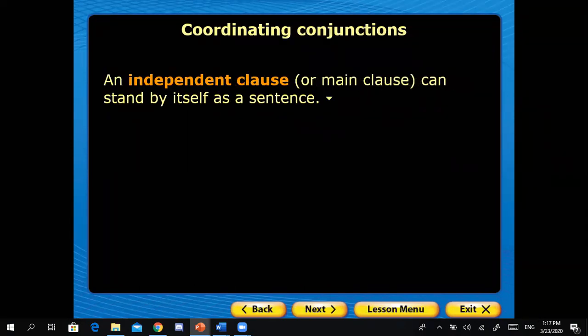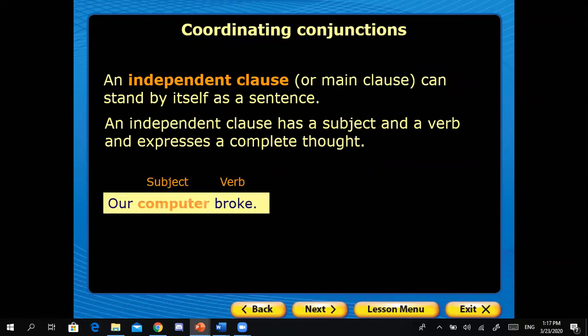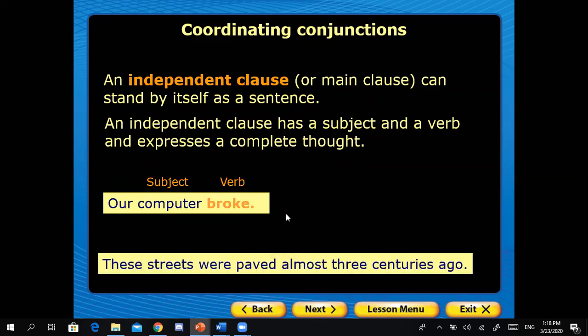What's an independent clause, Mr. Anthony? We discussed it, boys. An independent clause has a subject and a verb, and it can stand by itself as a sentence. Can you give us an example, Mr. Anthony? Our computer broke. So this is a sentence. How do I know this is a sentence? Because there's a subject and a verb. It has a subject and a verb, and it gives a complete thought. Wonderful.